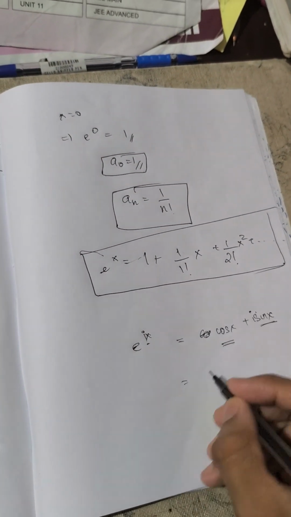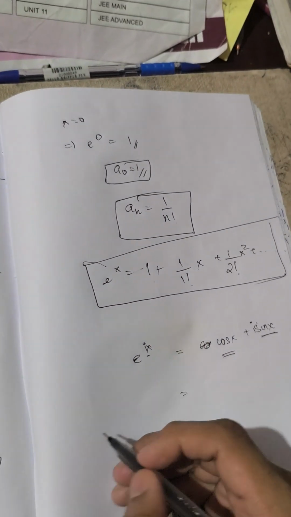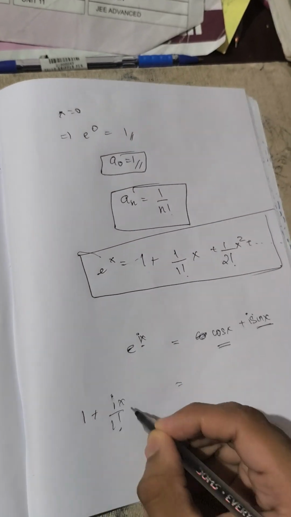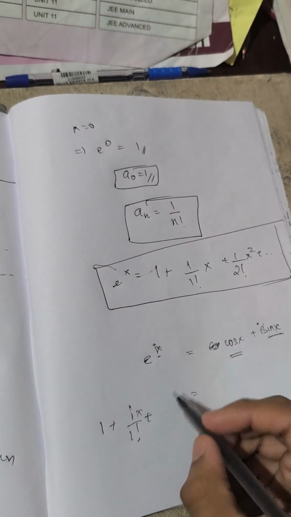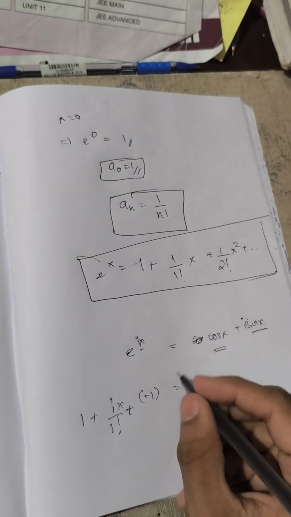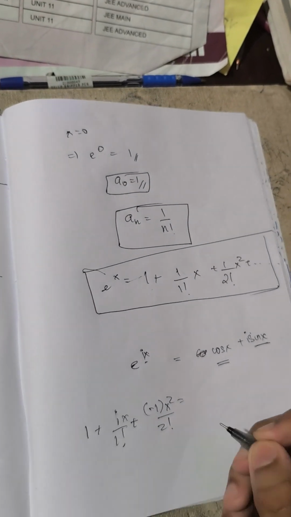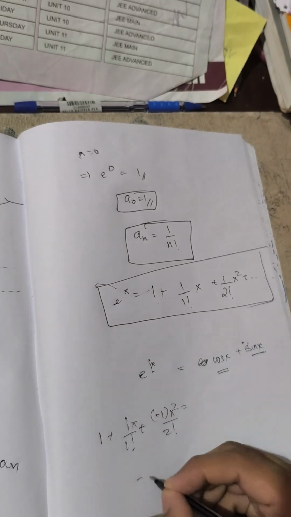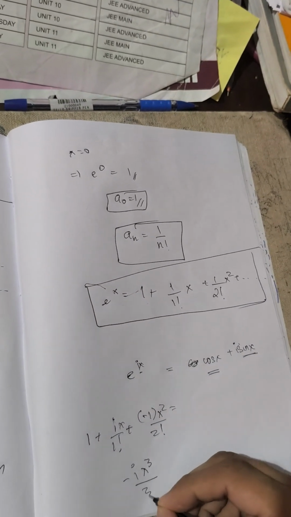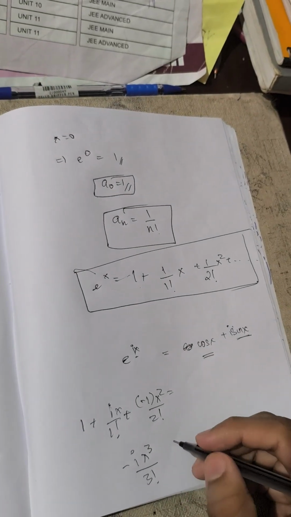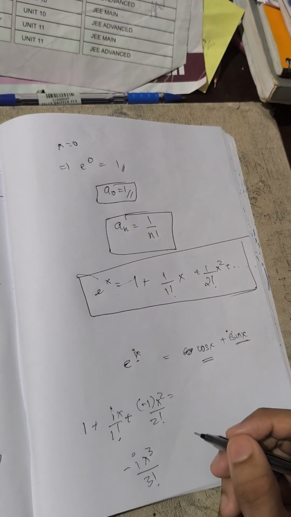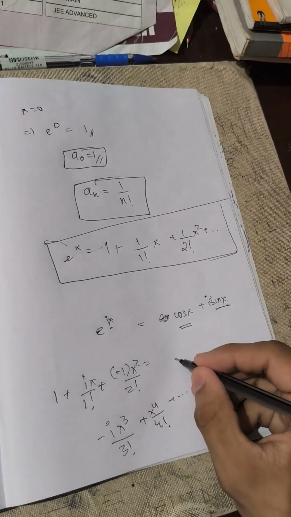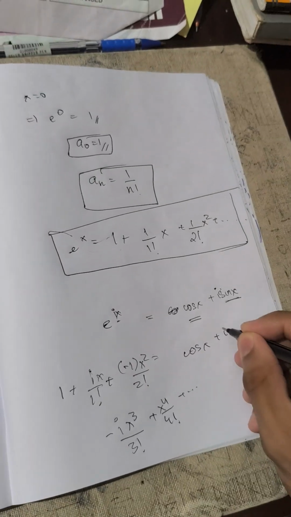So if we put that here, this will be 1 plus, instead of x, it'll be ix divided by 1 factorial, plus i squared, which is going to be minus 1, times x squared divided by 2 factorial. Then again, it's going to be ix the whole cubed, which is going to be minus i into x cubed divided by 3 factorial. Then the next term is going to be ix the whole raised to 4, which is x raised to 4 divided by 4 factorial, and so on and so forth, is equal to cos x plus i sin x.